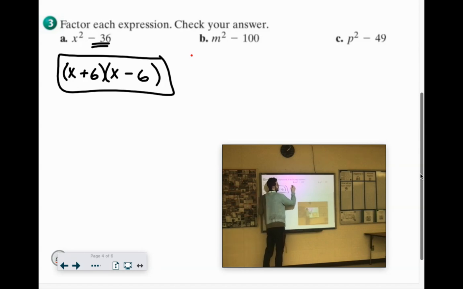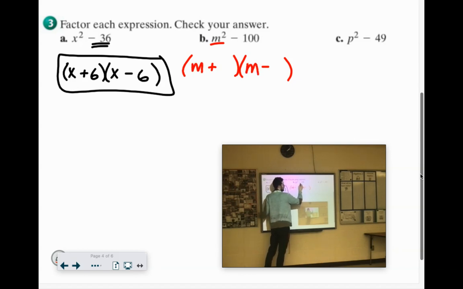m squared minus 100. Square root of m squared, m. Square root of 100. Hey, did you say 50? Come on, don't do that. It's not just 100 divided by 2. It's what times itself gives you 100, which is 10. You're so silly.